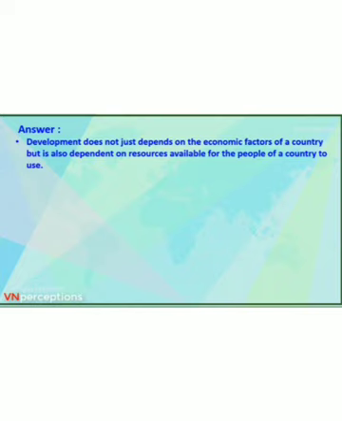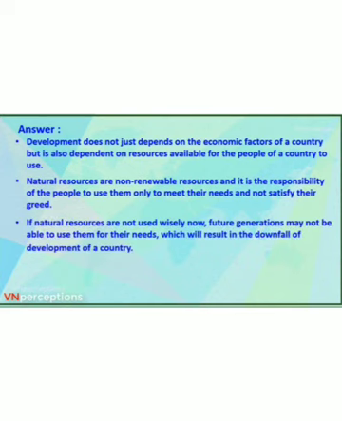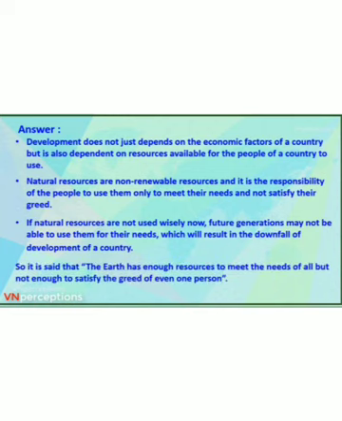Natural resources are non-renewable, and it is the responsibility of the people to use them only to meet their needs and not to satisfy their greed. If natural resources are not used wisely now, future generations may not be able to use them for their needs, which will result in the downfall of development of a country. So it is said that the earth has enough resources to meet the needs of all, but not enough to satisfy the greed of even one person. So with this, we can conclude the chapter.